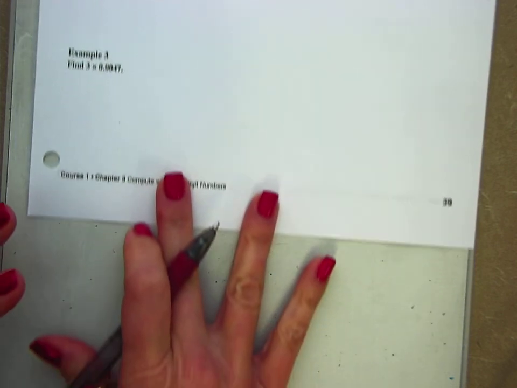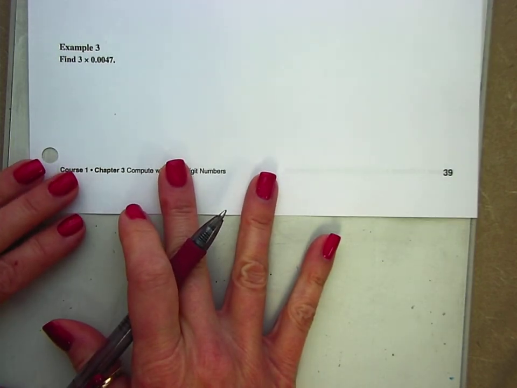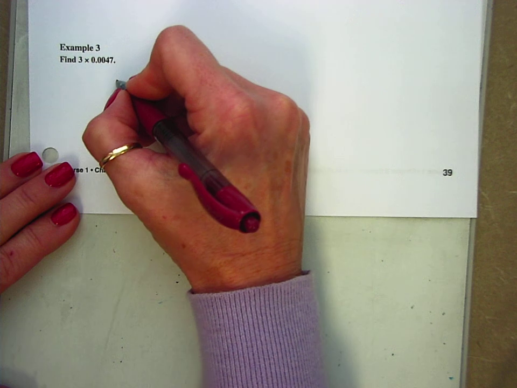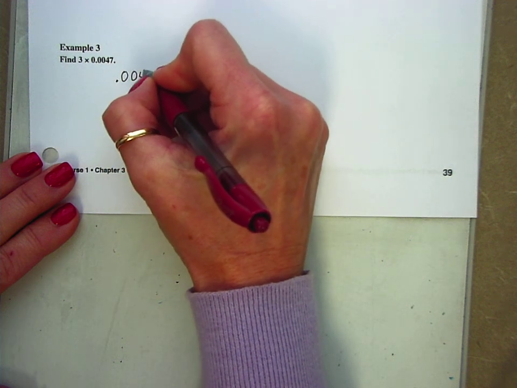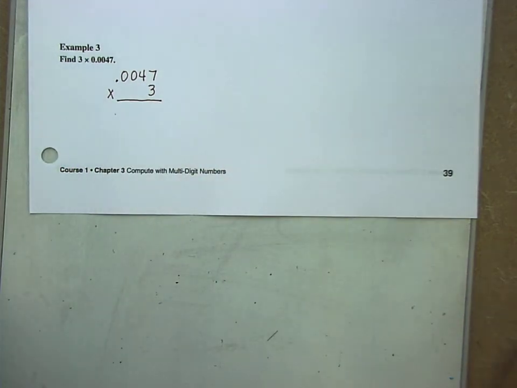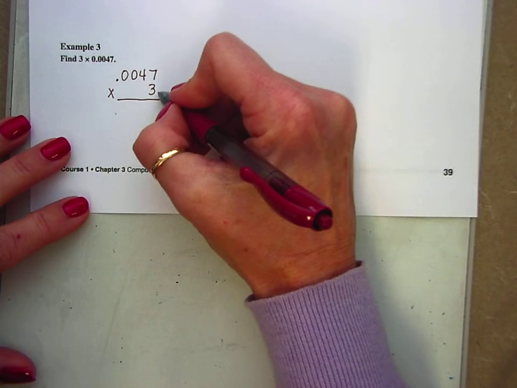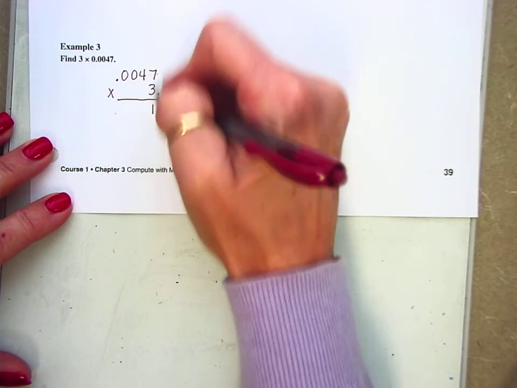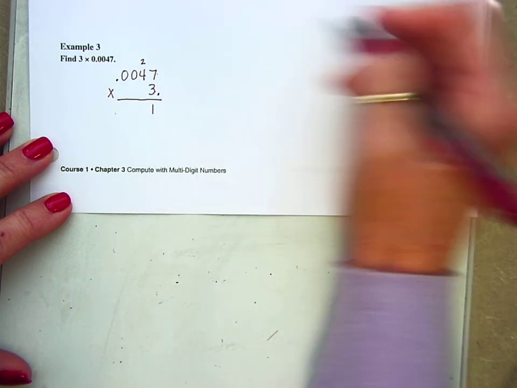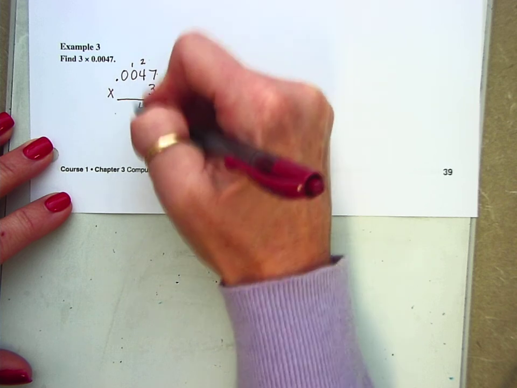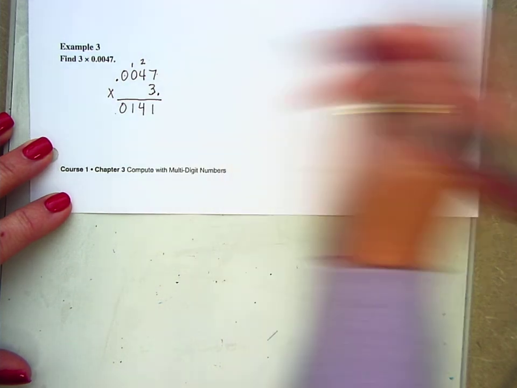Okay, example number 3. 3 times, what would that be? 47 ten-thousandths. Okay, again, I'm going to put the longer number on top, but I need you to understand that 3 is a larger number. Okay, because with 3 it's a whole number and your decimal's right here. Okay, so 3 times 7 is 21. 3 times 4 is 12, plus 2 is 14. 3 times 0 is 0, add 1. 3 times 0 is 0.